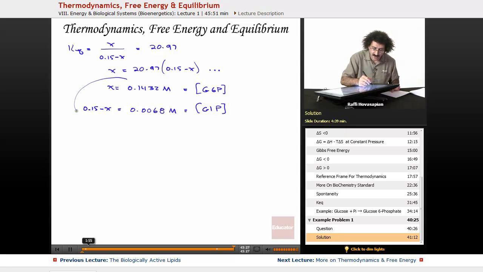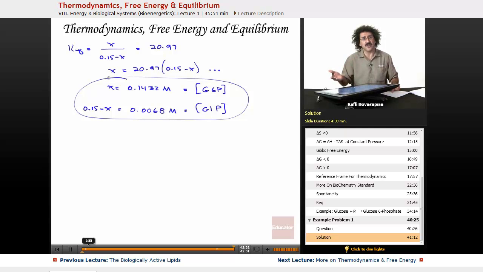So there you go. That's our final answer. We started with a delta G, we converted to KEQ, we just did an equilibrium problem, and this confirms the fact that most of the glucose 1-phosphate has been converted to glucose 6-phosphate. There's virtually no glucose 1-phosphate left over.